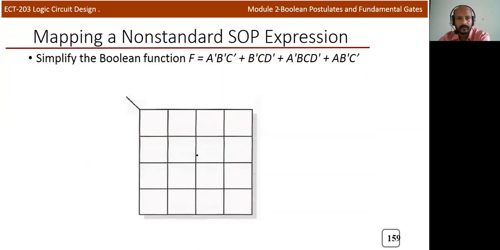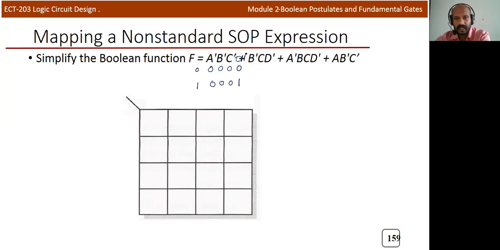Now we can look at this particular expression, and we need to expand this term again. This is not in standard SOP form, so we need to convert it into standard SOP form. Here you can see that the variable D is missing. So this is A bar, B bar, C bar, so you can write 000. In place of D you can put 0 and 1. So the other term is 001. So you'll get two terms, one with 0 and another with 1.